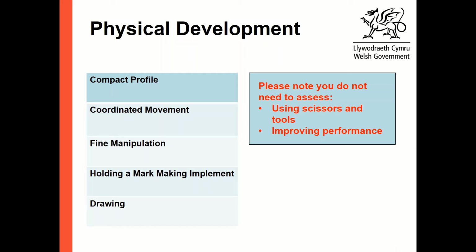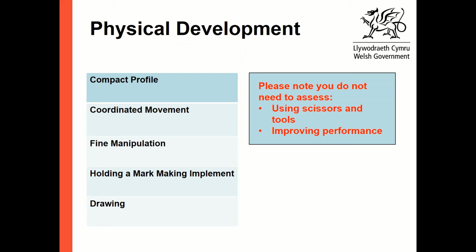So looking at the compact profile, the skill ladders we observe are coordinated movement. This is where you observe children running, jumping from the ground and on and off equipment or the landscape, for example jumping off tree trunks, tyres, steps, balancing again on equipment or objects in the environment, moving around still objects and avoiding them. Fine manipulation.